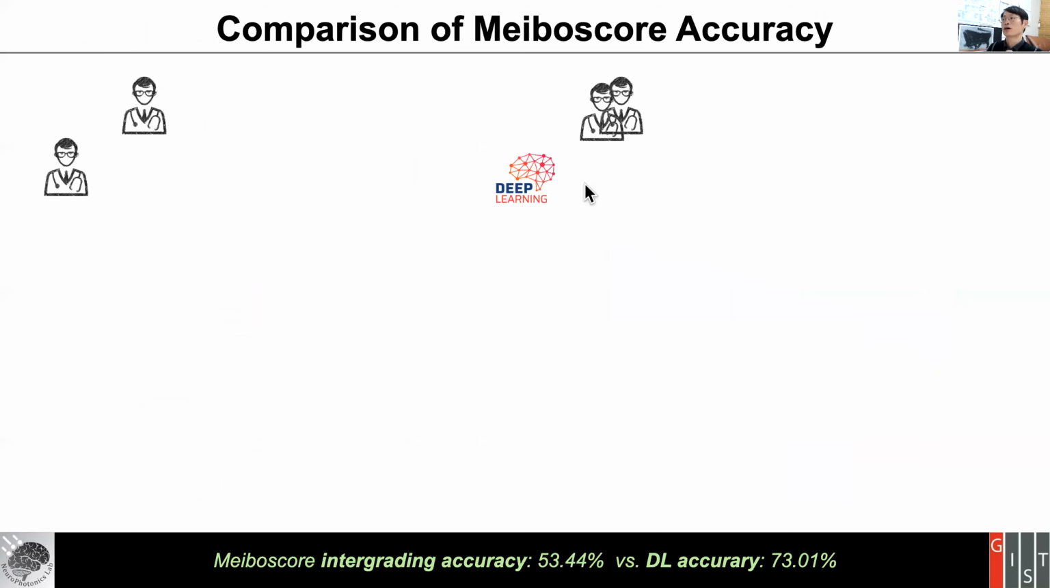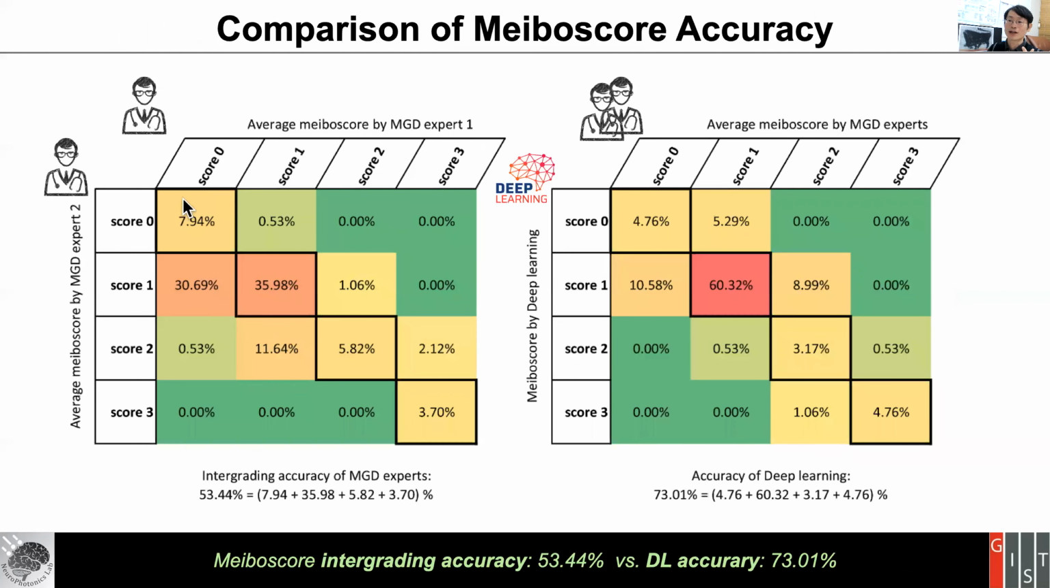In terms of Meiboscore accuracy, we are also trying to understand, because we have two MGD experts for scoring. For the 1 and 2 scoring, when we add up where they have intergrading agreement, meaning the same scoring, it results in 53%. But when we calculated the accuracy of the average Meiboscore of MGD experts versus our deep learning output, deep learning shows even 73%, which outperformed the MGD experts.